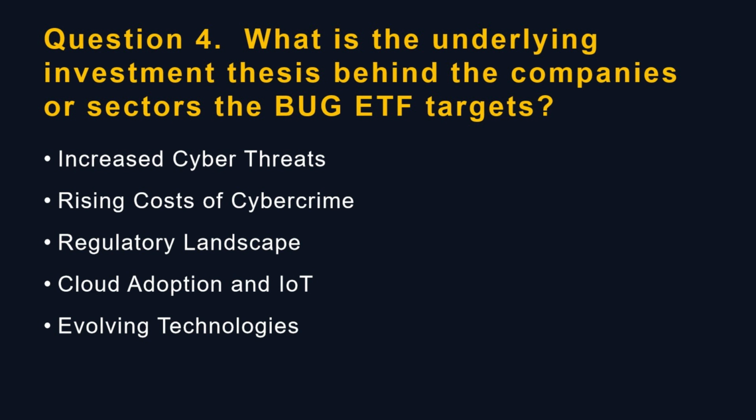Evolving technologies. Cybercriminals are constantly developing new techniques, so the cybersecurity industry needs to keep pace. BUG might provide exposure to companies that specialize in innovative solutions like artificial intelligence and machine learning to combat evolving cyber threats. Overall, the investment thesis behind BUG is that the growing need for robust cybersecurity solutions will drive the growth of companies operating in this space. The ETF aims to capture this potential by tracking an index that encompasses businesses across various cybersecurity subsectors that are well positioned to benefit from this trend.